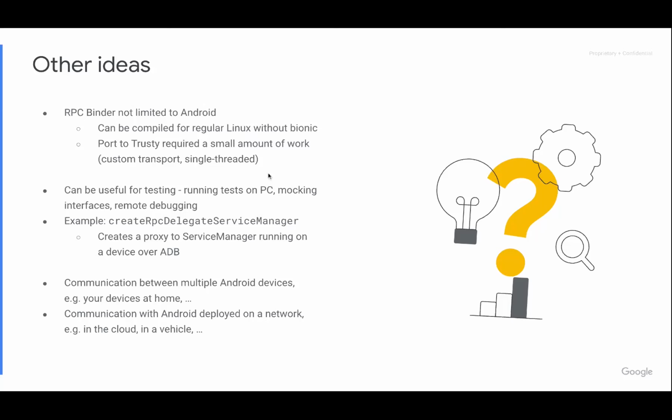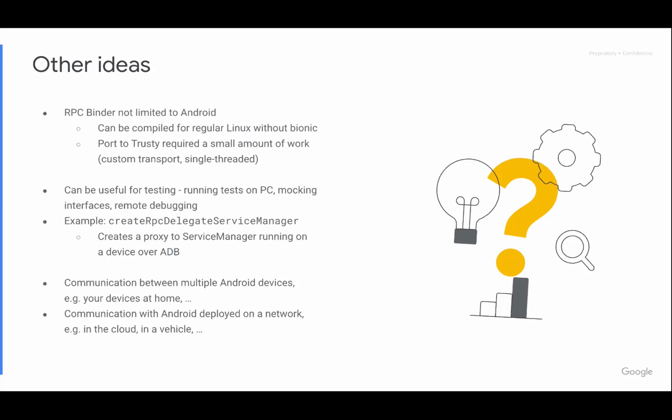And one example of how you can start testing things with RPC Binder is this function called createRpcDelegateServiceManager, which you can find in AOSP. And it creates a proxy from your host PC to the service manager running on a device connected over ADB. So ADB supports TCP/IP over ADB, and we can now run RPC Binder on top of that.